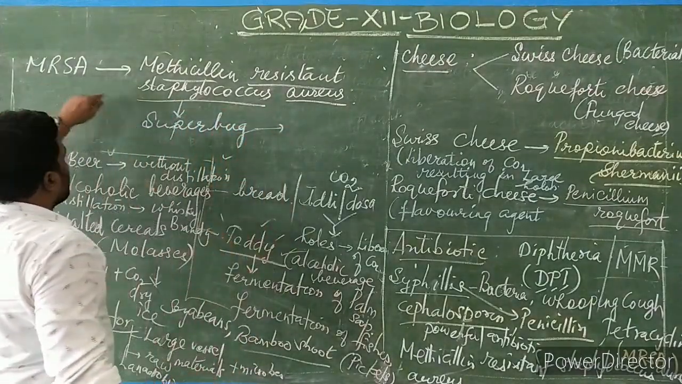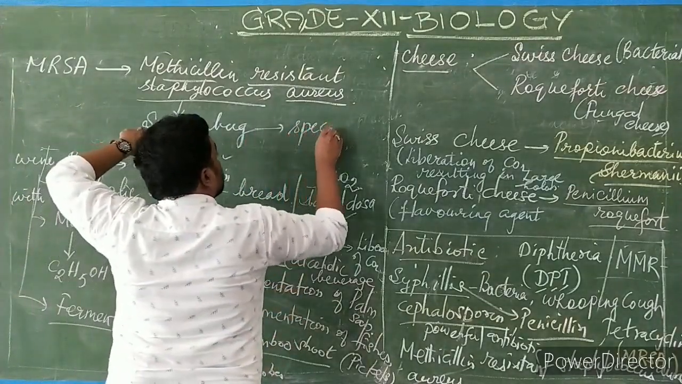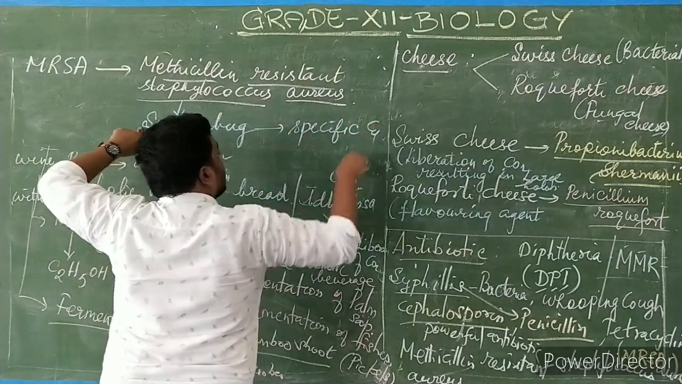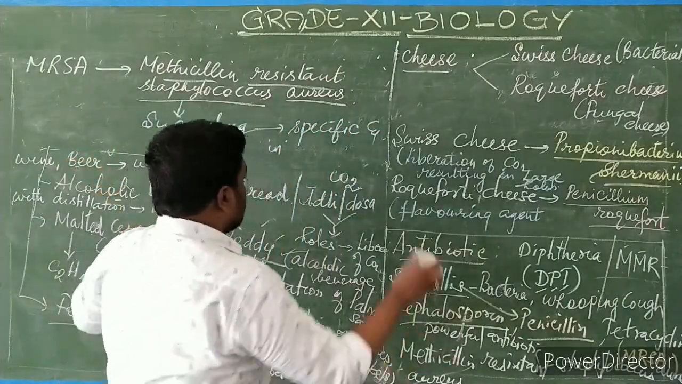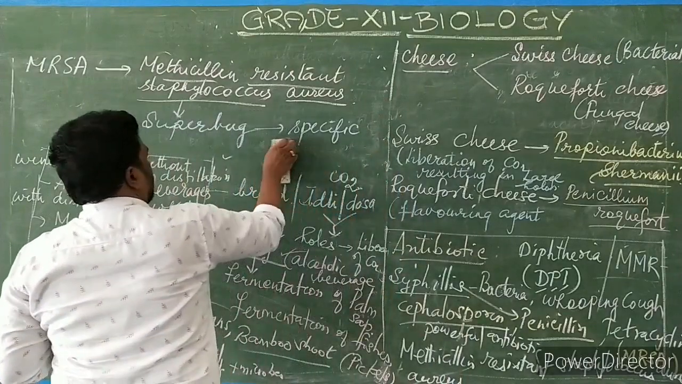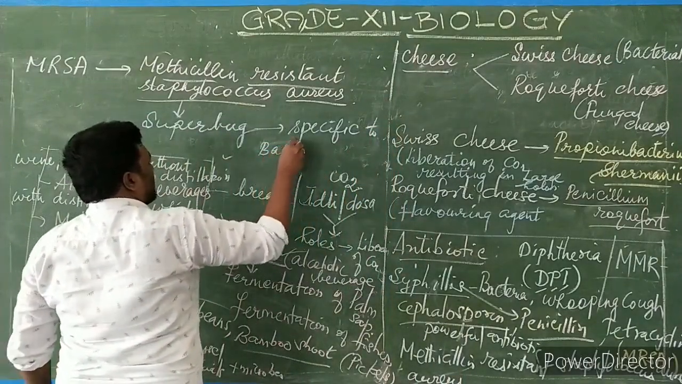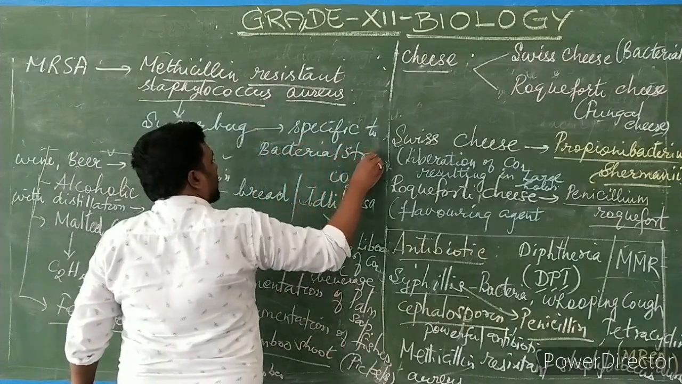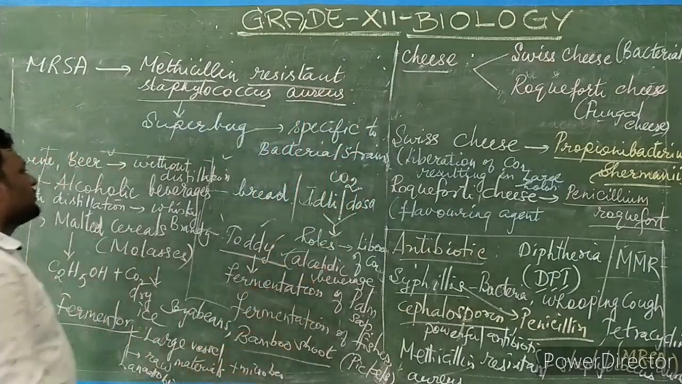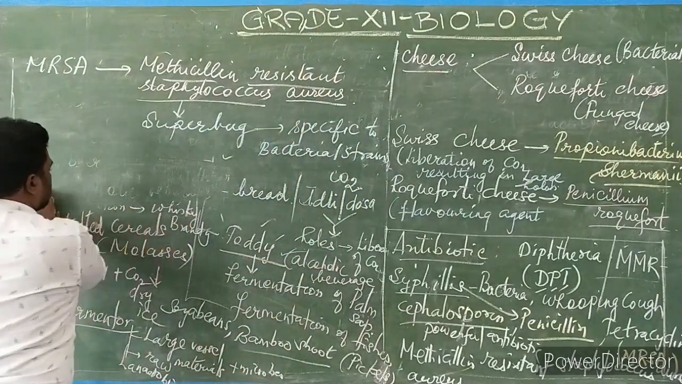Here the name component of MRSA is registered because it is specific and inactivates. It is specific only to the bacterial strains. Okay.